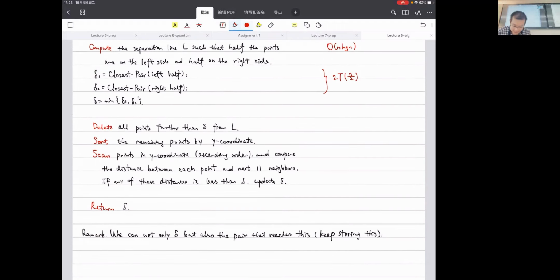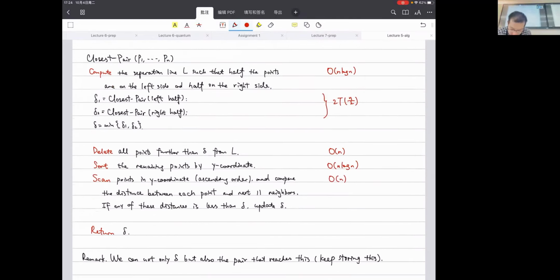Delete all points further than delta from L. This cost is just O of n. Because you have a sorting, you just go through all the vertices, from left to right, for instance. This is relatively straightforward. Another sorting part is sorting the remaining points by y coordinates. This is O of n log n. And then we scan through the points, checking the distances with the next 11 neighbors. No matter whether it's 12 times n, 11 times n, or 7 times n, this is O of n.